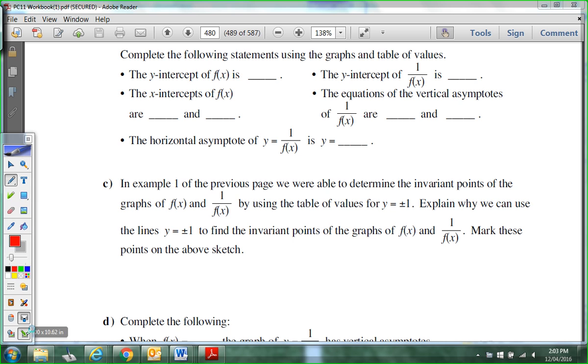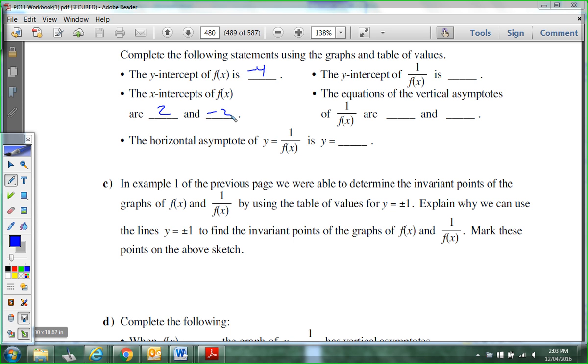Okay, I don't want to get off of red, prefer blue here. All right, complete the following statements using the graph and tables of values. The y-intercept of f of x, so what's the y-intercept of f of x? It would be -4. Okay, the x-intercepts are 2 and -2.